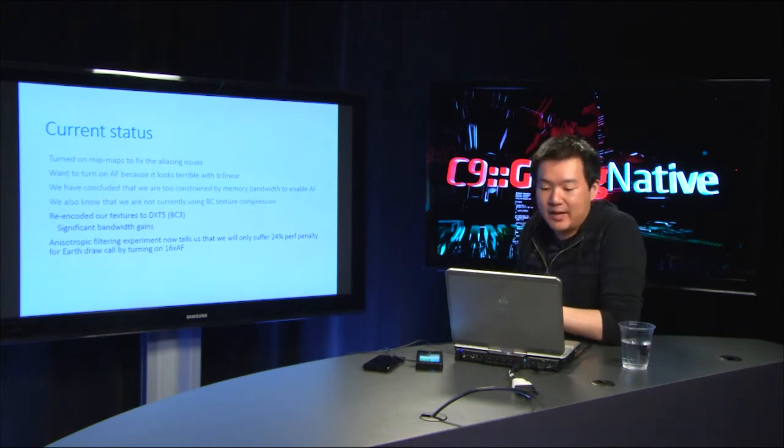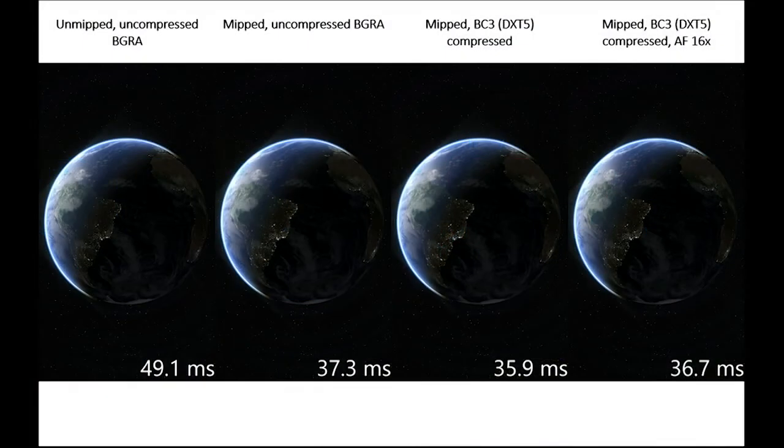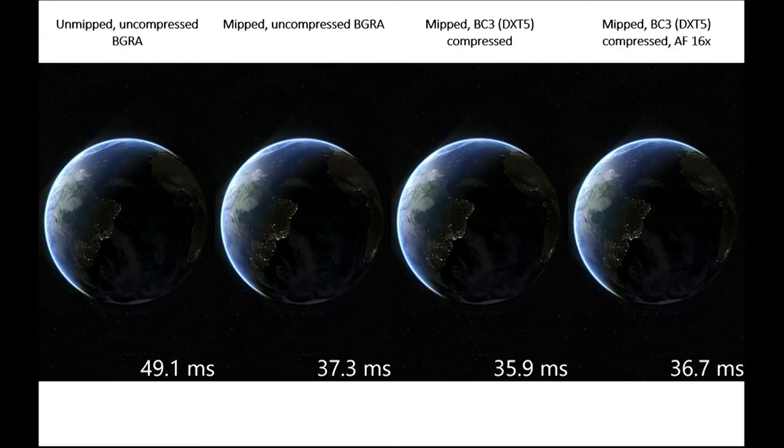So now, armed with that information, we can actually just turn on AF and see how it looks. It might be a bit hard to see the differences, or it might be impossible to see the differences from that scale, so a close-up might be in order. The one on the left is with trilinear, the one on the right is with anisotropic texture filtering, and you can see that the one with anisotropic texture filtering is much sharper, but without any aliasing artifacts, so it looks a lot better. And the performance did go down. It went from 35.9 milliseconds per frame using trilinear to 36.7 milliseconds per frame using anisotropic texture filtering.